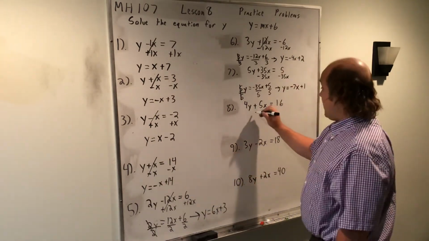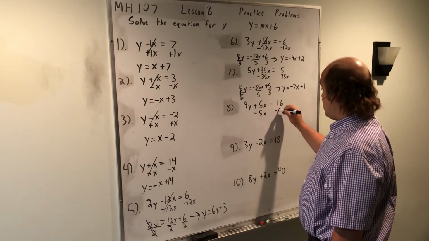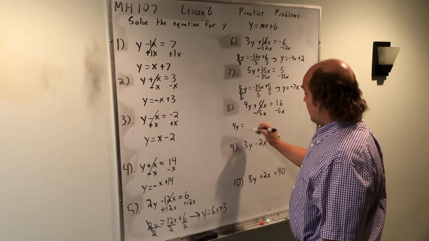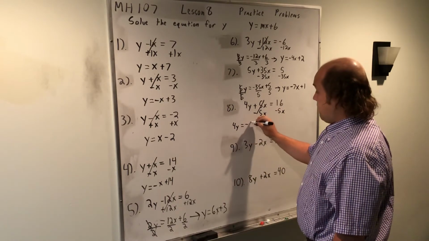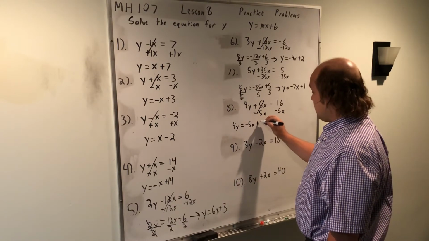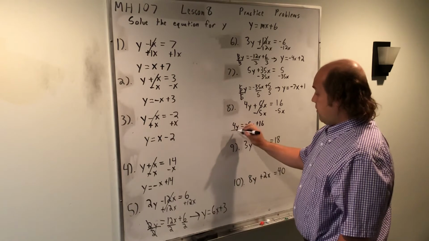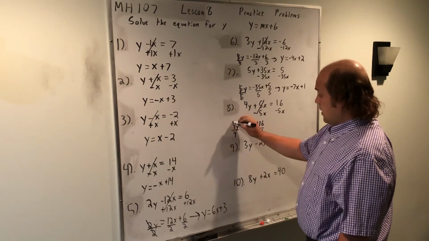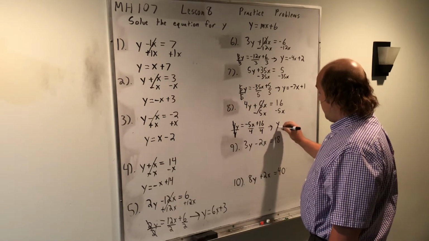So I begin by doing minus 5x to each side. These go away and just leave me with 4y on the left. On the right-hand side, I have negative 5x plus 16. I now divide each term by what's in front of the y, or in this case 4. These go away and just leave me with y.